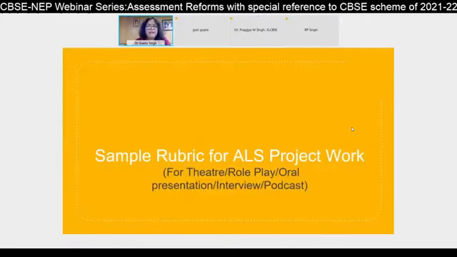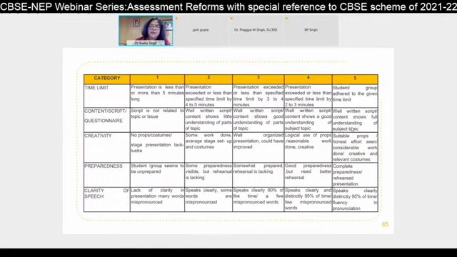So as you can see, we have started planning for this, preferably till November. And a sample rubric for the project work related to theatre, role play, oral presentation, interview, podcast is given. Categories are time limit, content, creativity. So this is just a sample, a suggestive rubric. You can explore it. You can use your own, create your own rubric for this assessment.